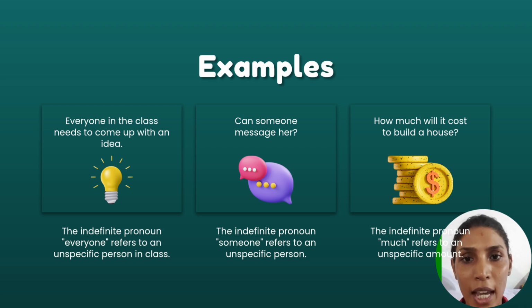And the second is, can someone message her? The indefinite pronoun someone refers to an unspecific person. It's also highlighting some unspecific person, that nothing is particular, nothing is specified. And the third one, how much will it cost to build a house? The indefinite pronoun much refers to an unspecific amount.